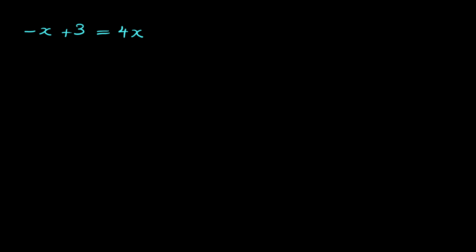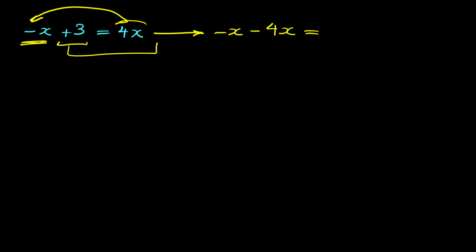What was the second method? Move variables to the left, numbers to the right. So to solve this equation, we move this to the left. Negative x is already here. We move 4x to the left, then we have negative 4x. And we move this to the right. 3 goes to the right side and it would be negative 3, the opposite sign.